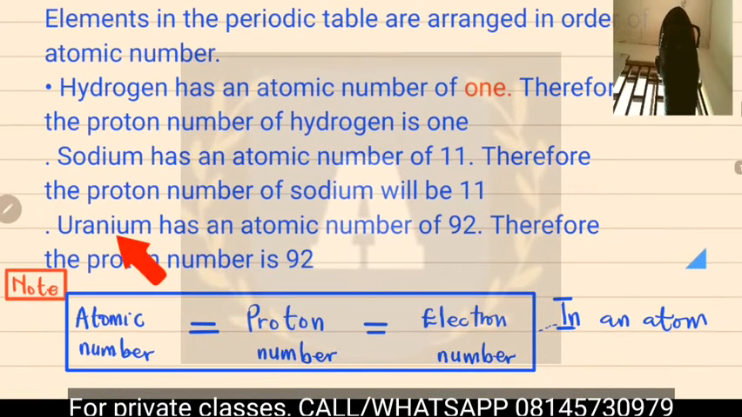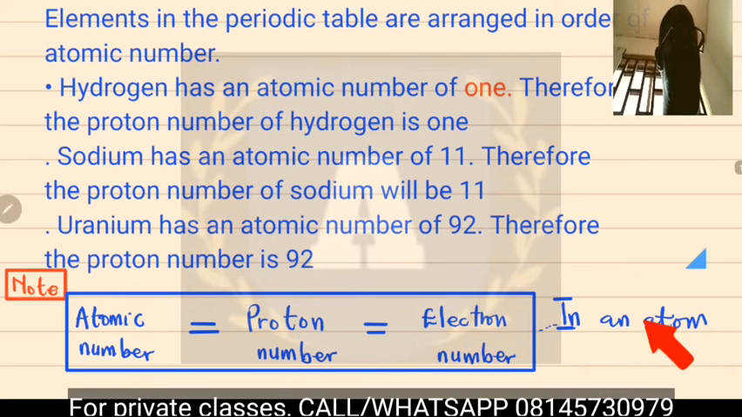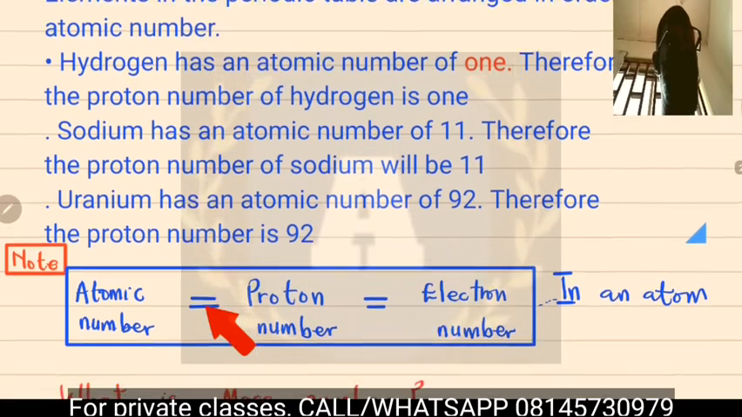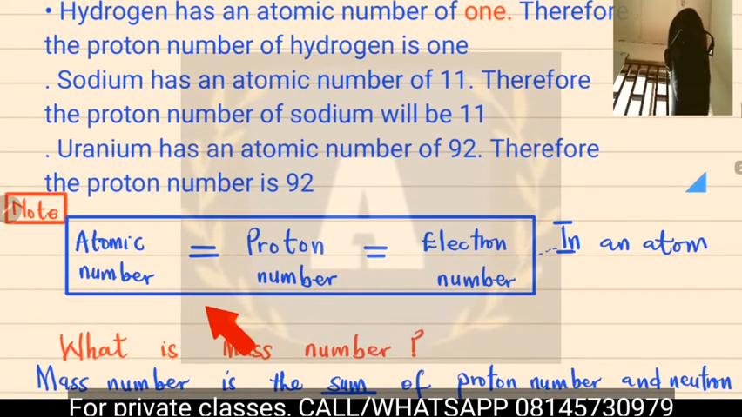Another element is uranium. Uranium has an atomic number of 92, therefore the proton number of uranium is 92. So note that in an atom that is neutral, atomic number is the same as the proton number, which is the same as the electron number. In a neutral atom, proton number and electron number are equal to the atomic number. You need to note that as a science student generally.